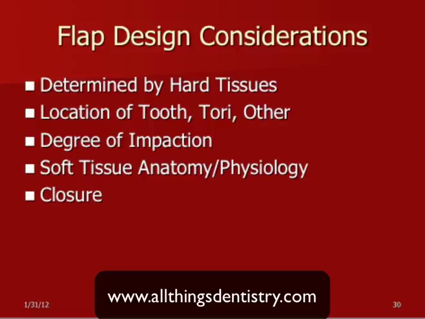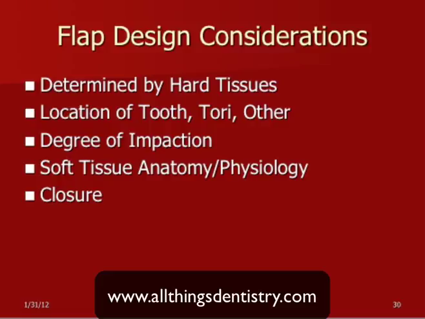After you design your hard tissue, how you're going to section the tooth and how much bone you're going to take off, consider the tooth, the tori, and all those other things. Consider the degree of impaction. Then you do your soft tissue design. One of the things you have to think about with soft tissue is to make sure that the base of the flap is always wider than the apex.